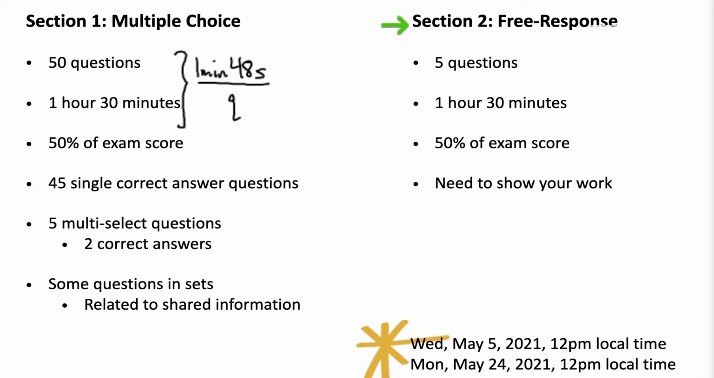Our second section is a free response section. So here you'll have 5 questions to answer in an hour and a half. This is again worth 50% of the exam score. So each section is worth half of your total score. But here by free response, what we mean is now you actually have to show your work. So you might have to do a bit of math or some algebra, right? Deriving a certain result, and you actually have to show the steps you went through to get that expression.